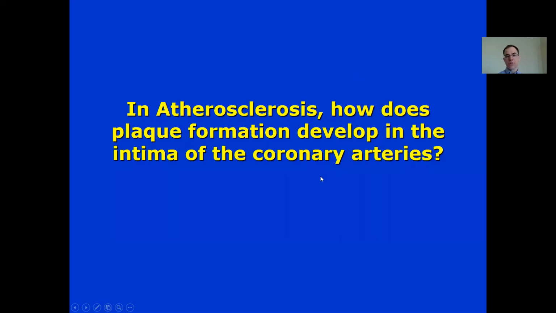All right, in this section, what we're going to talk about is the continuation of what happens in the development of atherosclerosis, especially now that we have a monocyte that's entered the intima of the coronary artery. So in atherosclerosis, how does plaque formation develop in the intima of the coronary artery? That's what we're going to talk about and finish up in this section: the development of atherosclerosis.